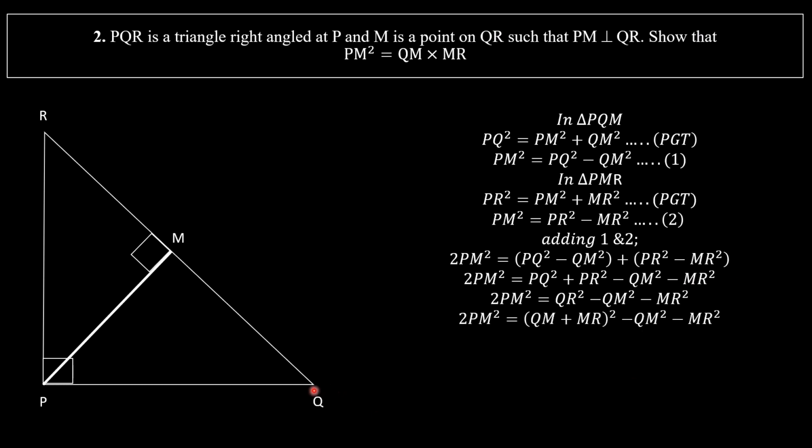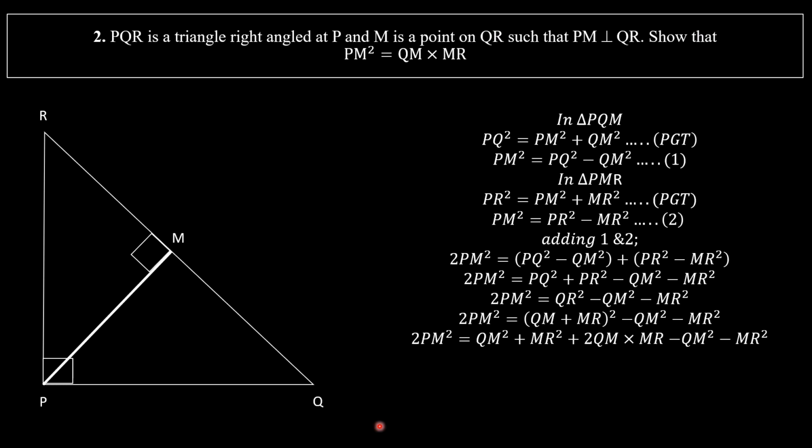Again, QR is equal to QM plus MR. So, replacing QR by QM plus MR in the expression, we get this 2m square. Now, for QM plus MR whole square, (A plus B) whole square is applied to this part. We get QM square plus MR square plus 2AB, okay, minus this QM square minus MR square.